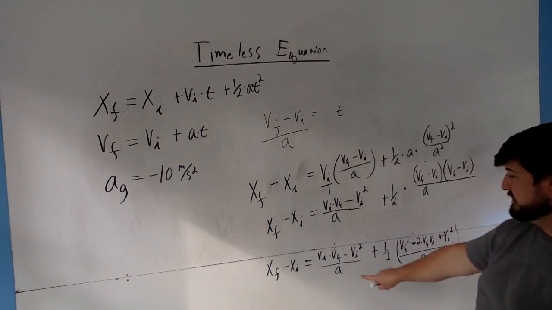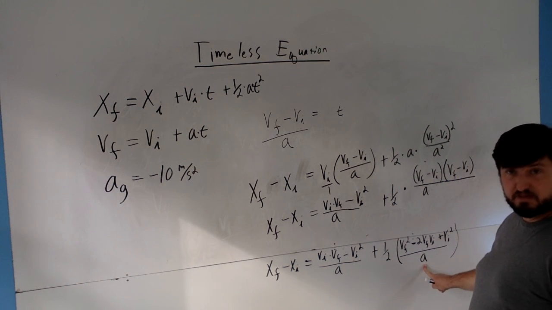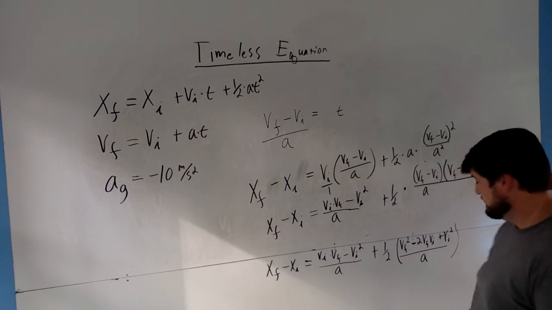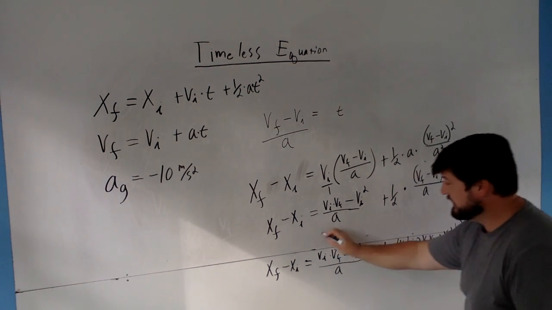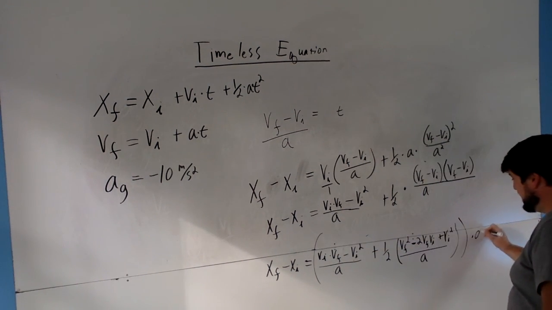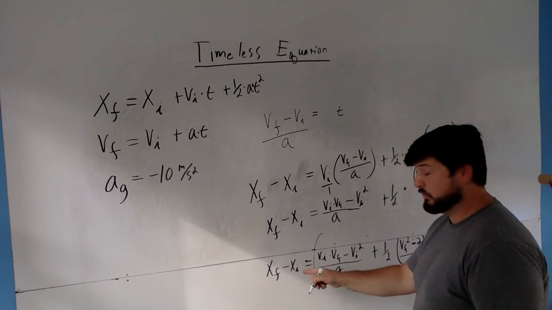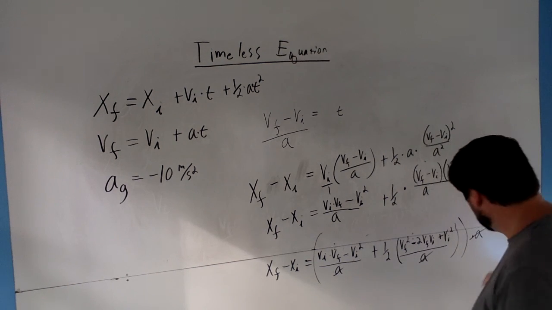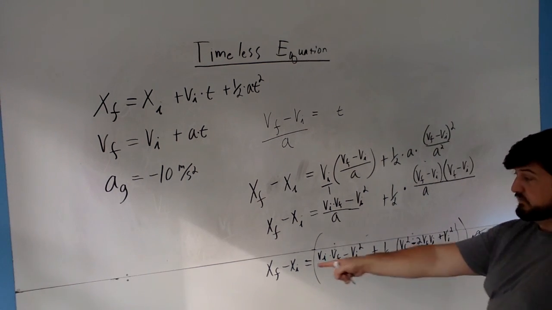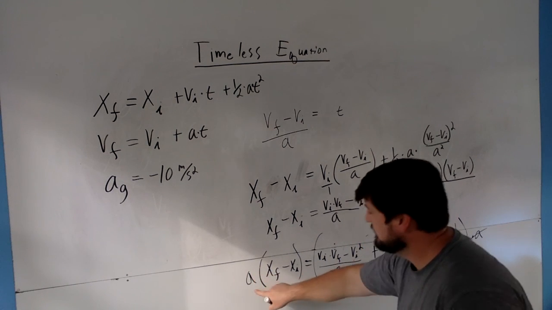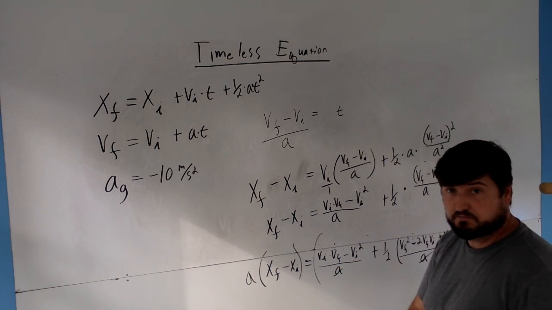Okay, so we have A on the bottom, we have A on the bottom, don't we? Let's go ahead and make this easier to look at. Let's go ahead and get rid of our A. If I multiply this whole side by A, right, that A cancels out, and so does that one. But what I do to one side, I have to do to the other. I multiply the whole thing by A, so now I've got to multiply this side by A. All right, so I'll get A times X final minus X initial, okay?